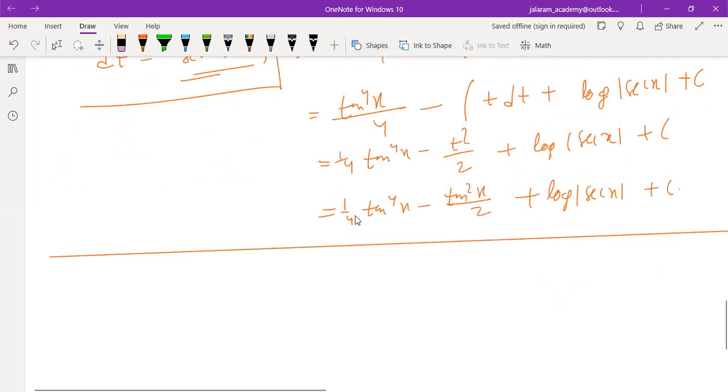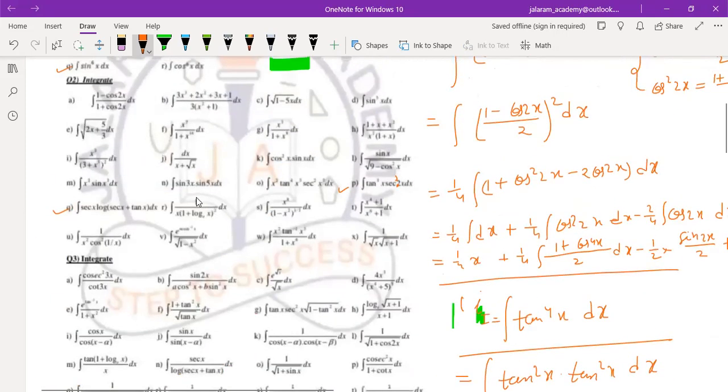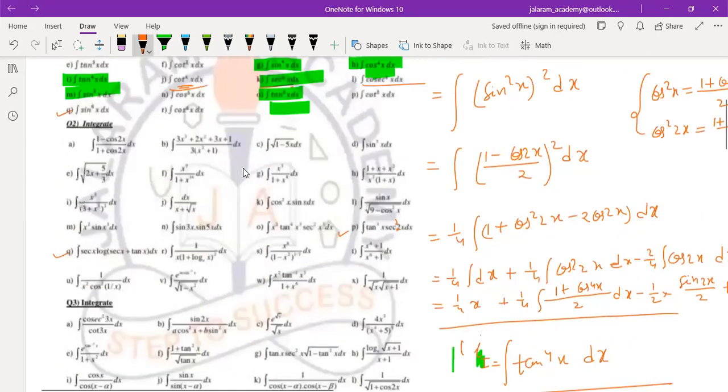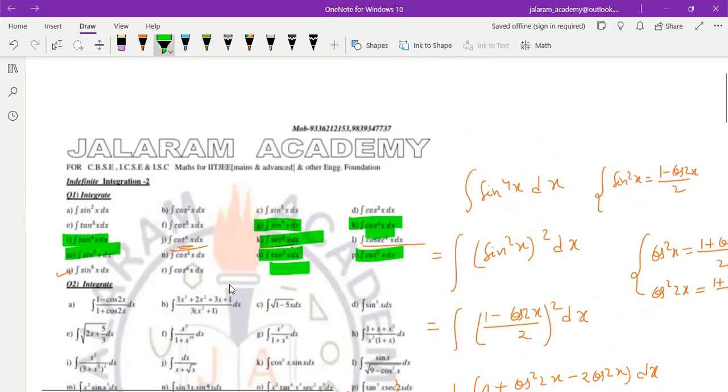Similarly, cot to the power 5x can also be solved. You can check your solutions, whether you have done them correctly or not. Next is cot to the power 5x, the same method.